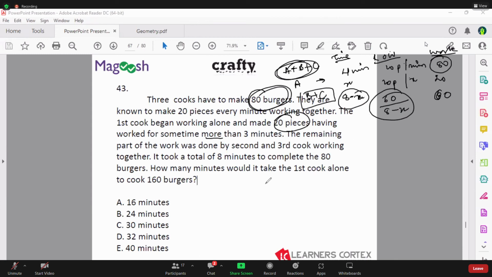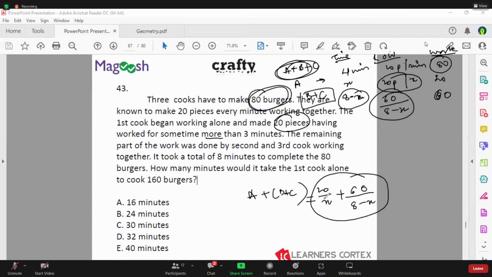Now, since rates are additive, A plus B plus C, whatever their rate has been: for A it was 20 over X, and for B and C it was 60 over 8 minus X. This was their collective rates separately. Now, the collective rate is 20 pieces per minute. So this is equal to 20.